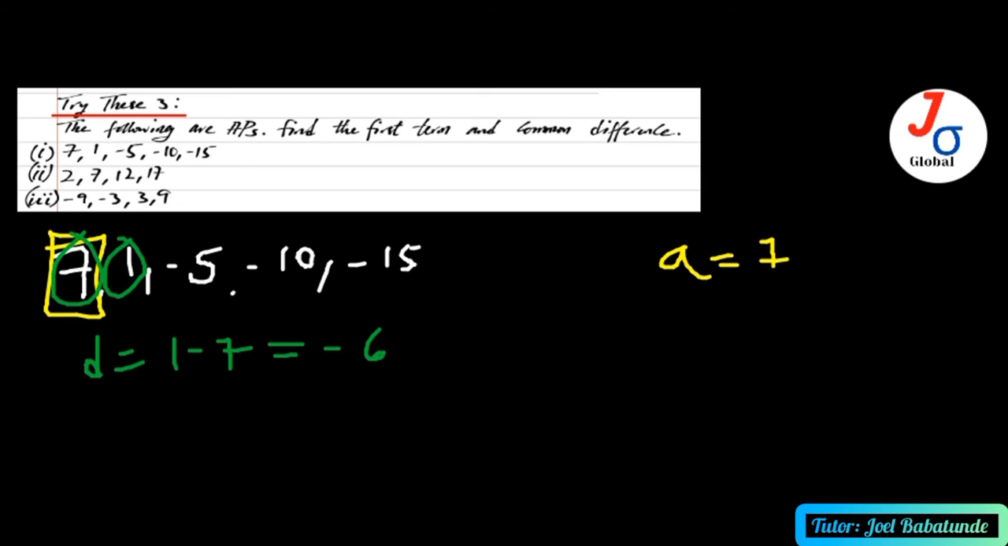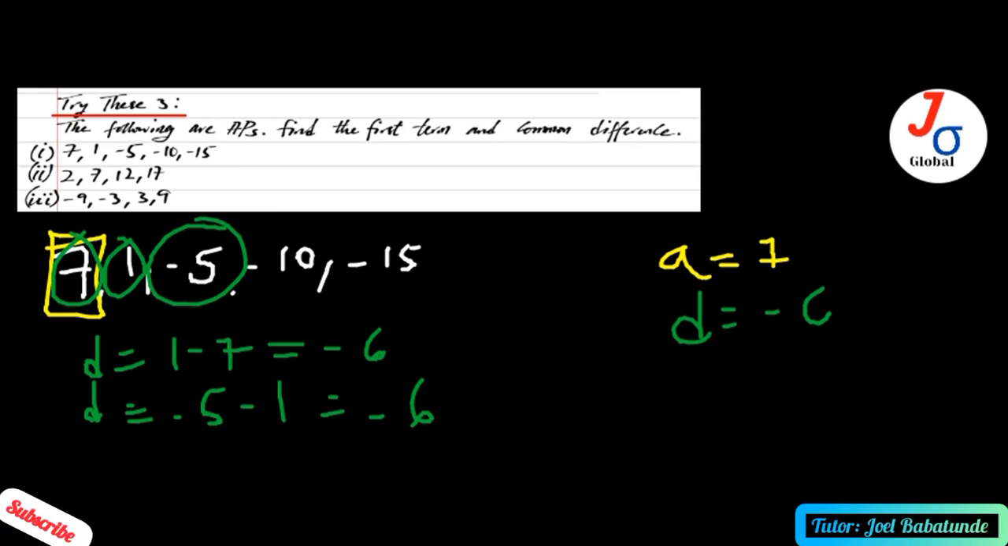But are we satisfied? Let's check. So we have another one: D is equal to minus 5 minus 1. Okay, so what's that? Minus 5 minus 1 is actually minus 6. So the common difference is actually minus 6. All right, good.